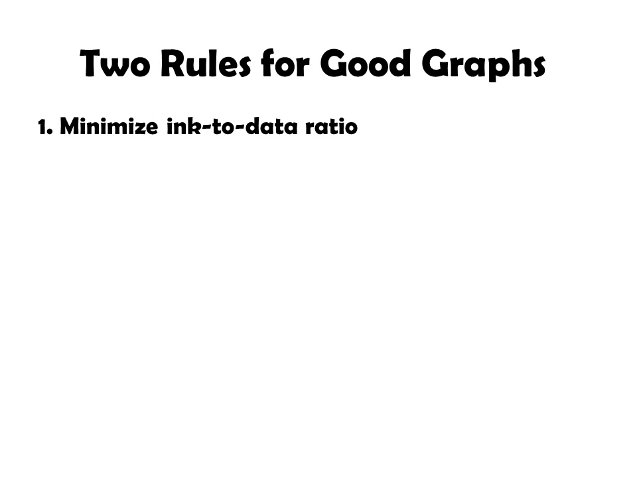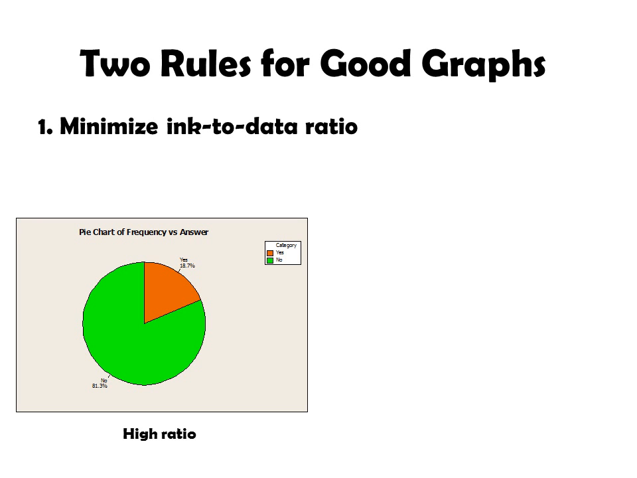The first rule is to minimize the ink to data ratio. Okay. Now what do I mean by that? Well, let's look at this pie chart that we saw before. Do you like the food in Hangzhou? Yes or no? Now it took a lot of ink to draw this graph here, but there's not a lot of data. There's really only two pieces of data: the number that said yes and the number that said no. So we have a lot of ink, not very much data, so we have a high ink to data ratio.